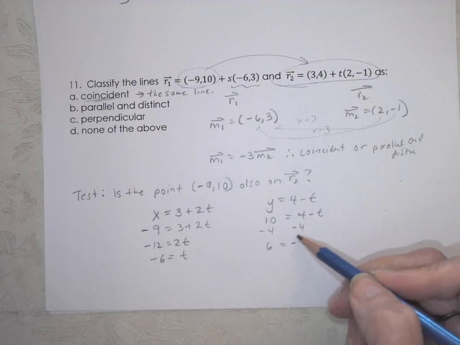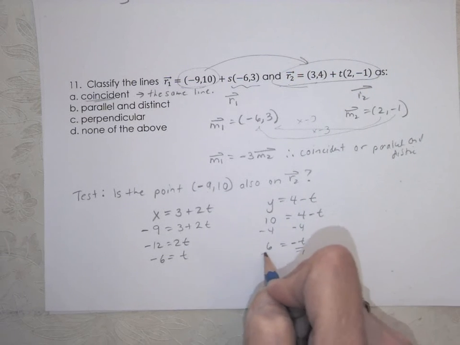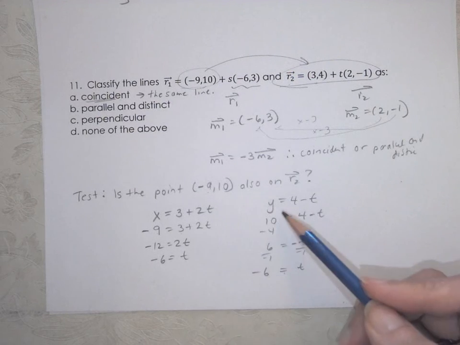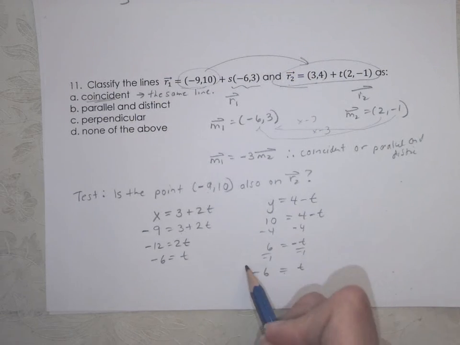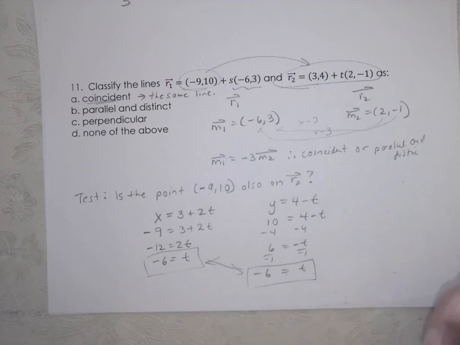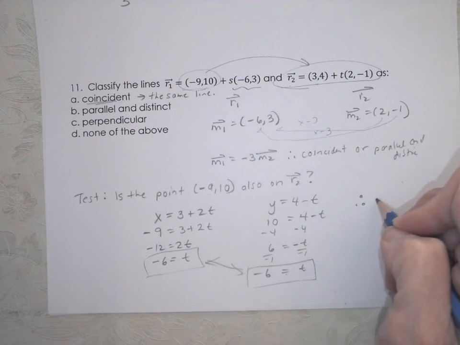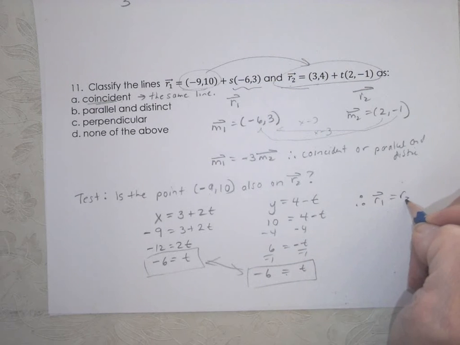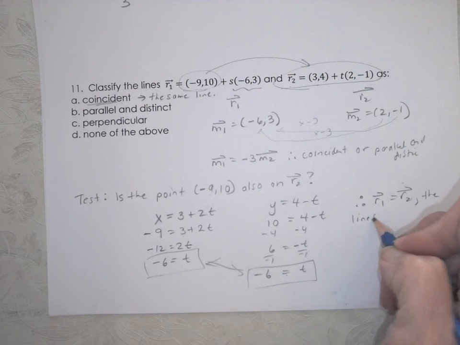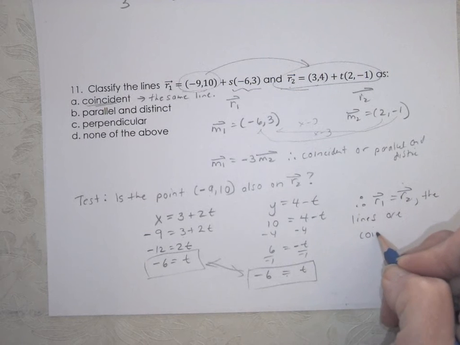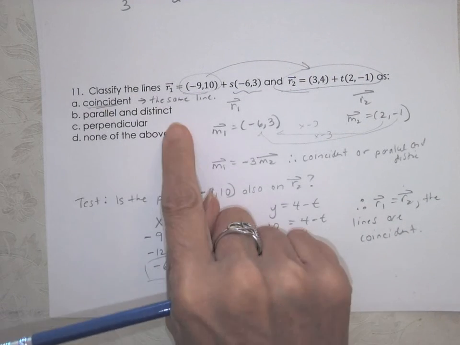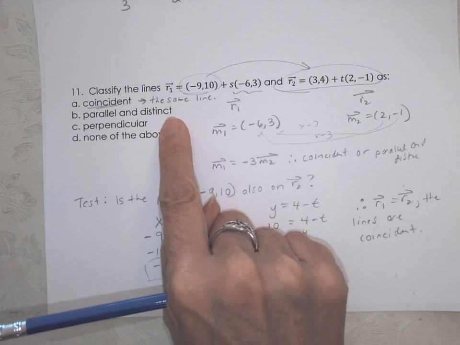And similarly over here, if I get t by itself, I again get t is -6 when the corresponding y value is 10. So since the t values both turn out to be exactly the same, therefore R1 equals R2, meaning the lines are coincident. If these t-values had not been the same, we would have had two lines that were parallel and distinct.